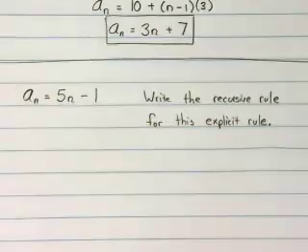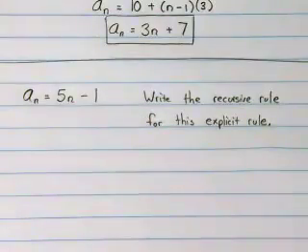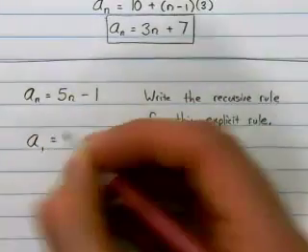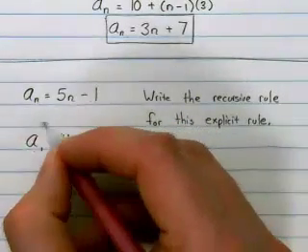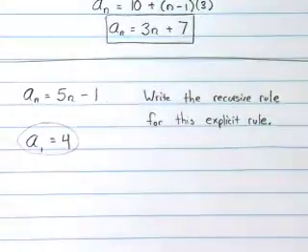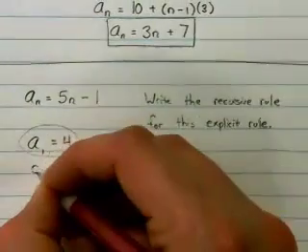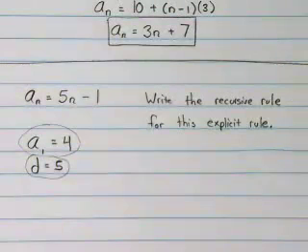Okay. If this is my explicit rule, plug in a 1. So 1 minus 1. Okay. We got that. And what's the common difference? It's the 5, right? The coefficient on n should be the common difference. So boom, I got what I need. I got my first term. I know I'm adding 5 every time.